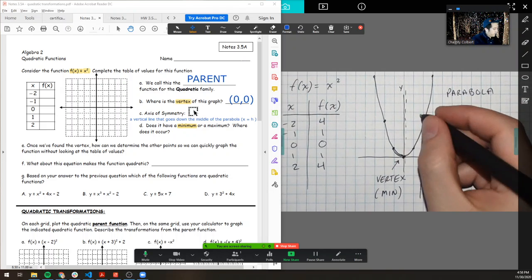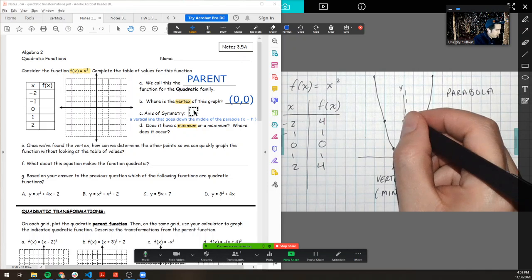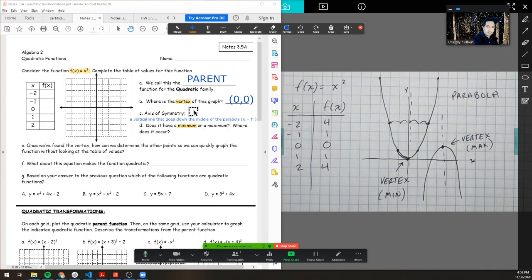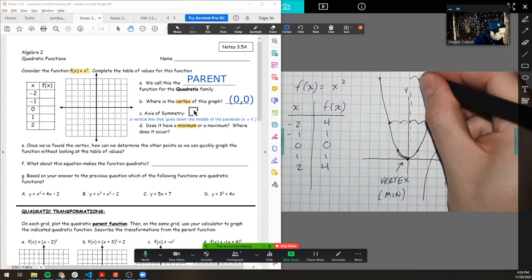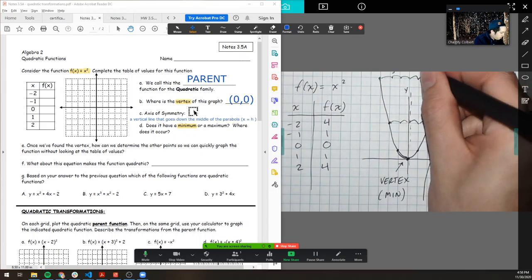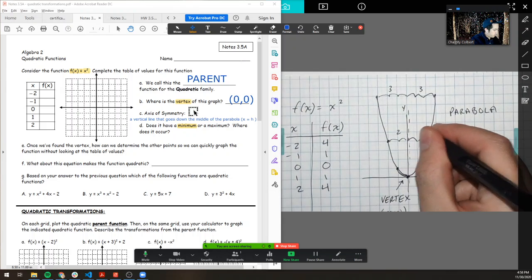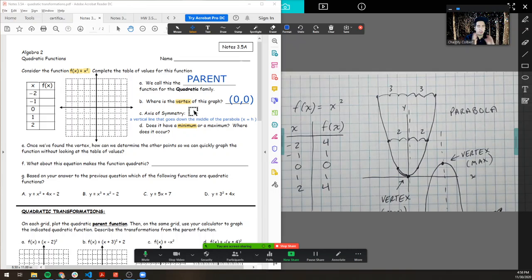So, for example, here, this point is 2 away from the axis of symmetry, and this point is also 2 away from the axis of symmetry. This point is 3 away from the axis of symmetry, and this point is also 3. Right? So 3 left, 3 to the right. 2 to the left, 2 to the right, and so on. So all the points here are the same distance. They're mirrored over the y-axis.